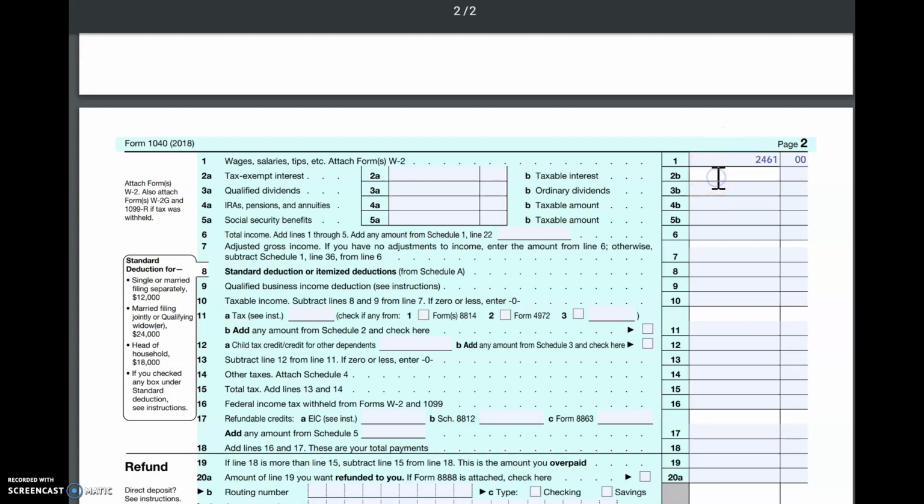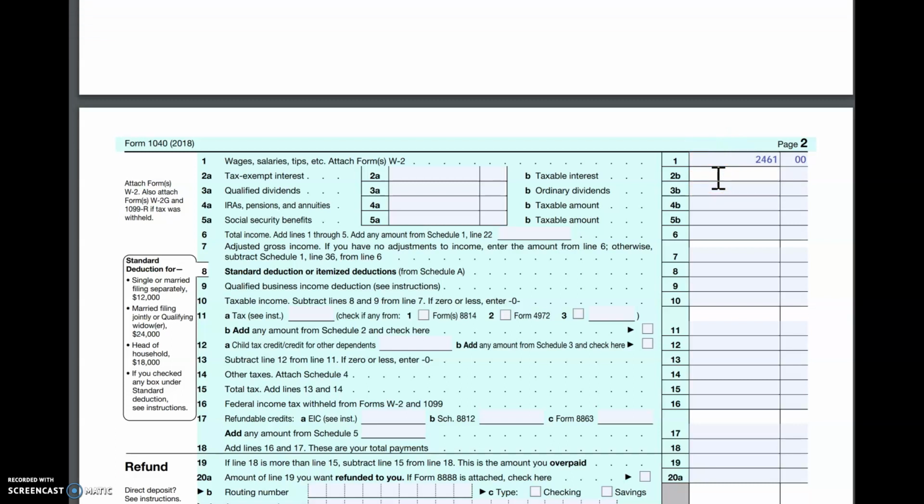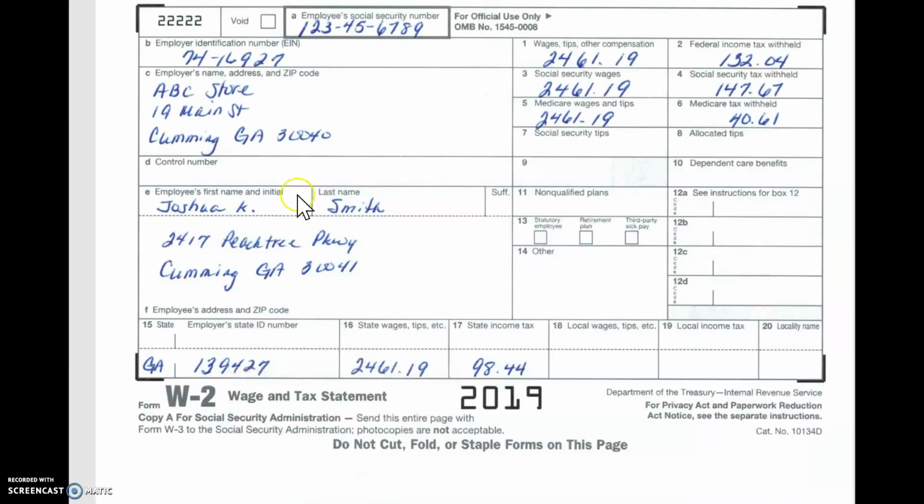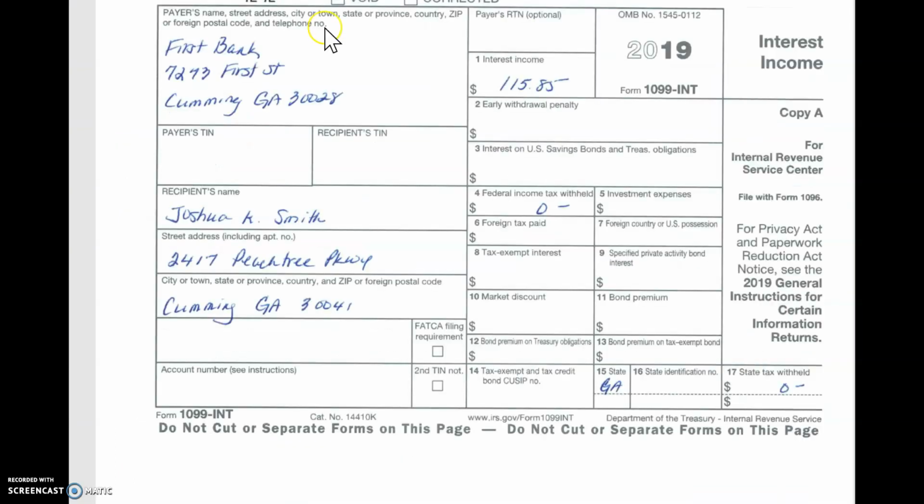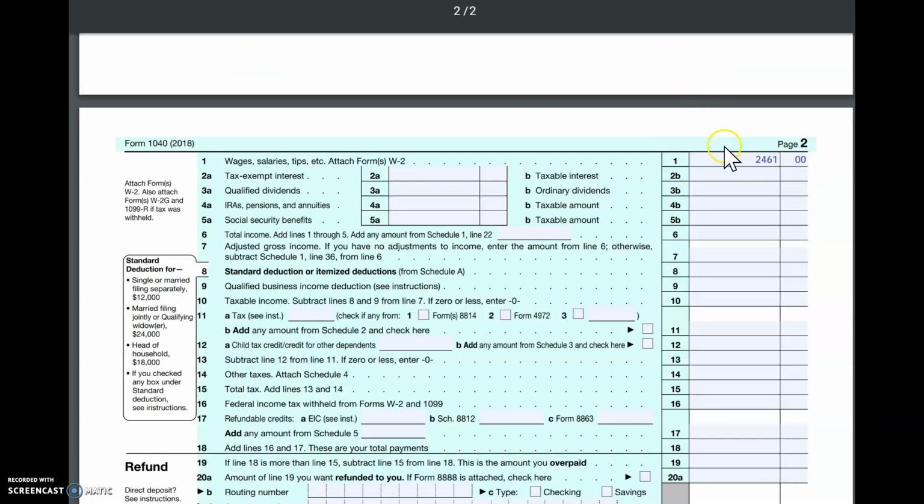Line 2 is tax exempt interest or taxable interest. In Josh's case, he has taxable interest that he received from First Bank. If we look at line 1 of First Bank, they paid him $115.85. So we'll enter that figure, rounding up, on line 2, so $116.